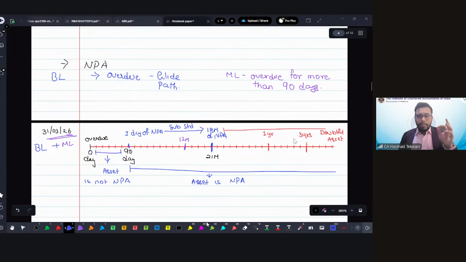Now, a question may come that, sir, what happens till 90 days? What will we do till 90 days? After 90 days, it is becoming NPA and all these requirements come into the picture. Is there anything before 90 days? Any classification before 90 days from the date it becomes overdue? So, I'm talking about a special category now, of accounts which are overdue but not becoming NPA.